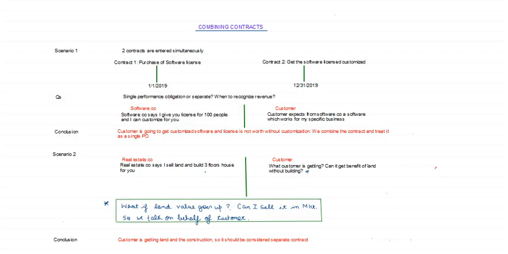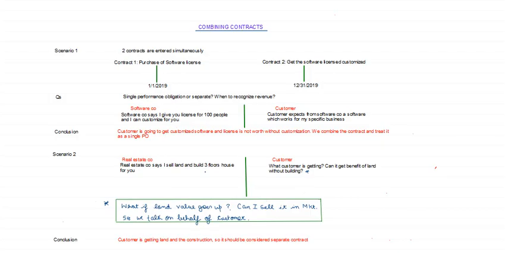From the perspective of the software company, it is giving a license for 100 people and it is also ready to customize that license for the business. What is the customer expecting? The customer is expecting an integrated customized software from the software company which works for his specific business. So essentially the customer is going to get a customized software, and a license without any customization will not be worth much. In this scenario, we will combine the contracts and treat them as a single performance obligation. So the software company is going to recognize the revenue when the final delivery of the customized software happens, that is on 31st December 2019.